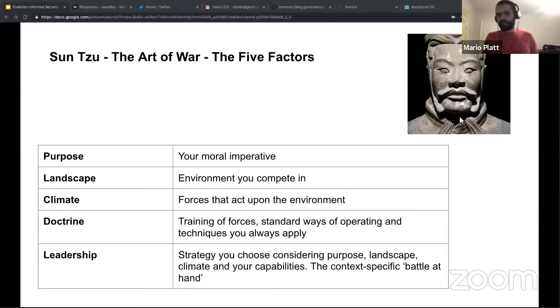And climate is also about new types of technology coming along. What are the things that may be at your disposal and that you should be considering in your decision making and in your budgeting, etc.